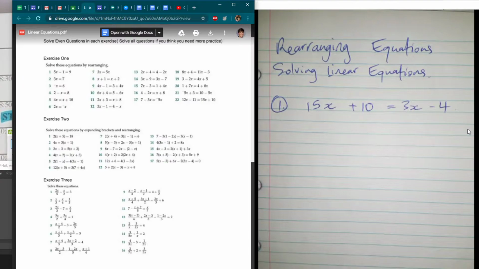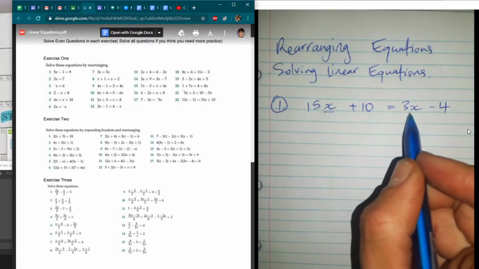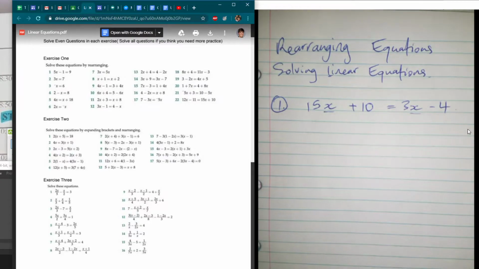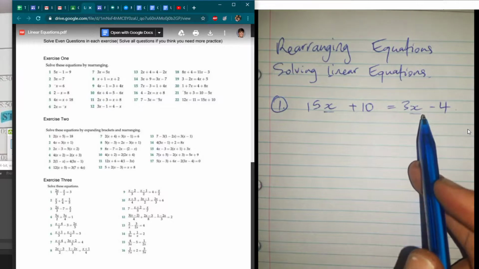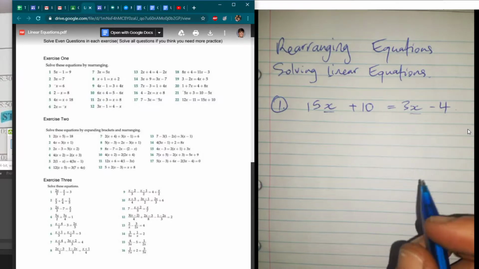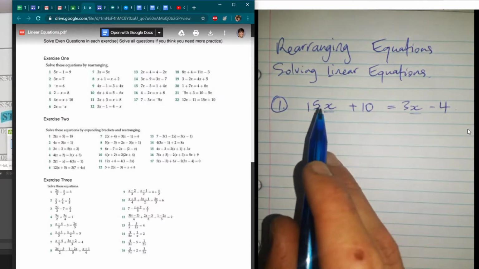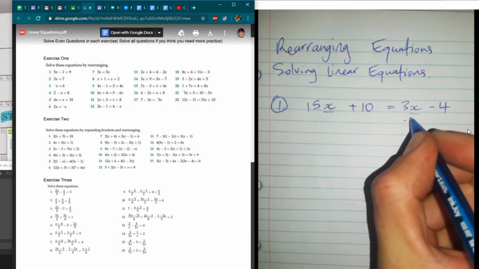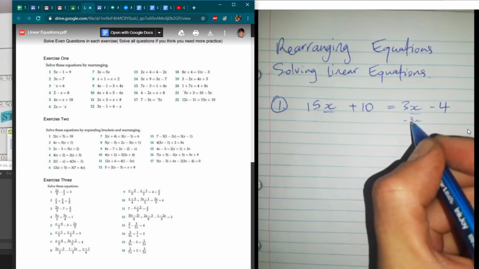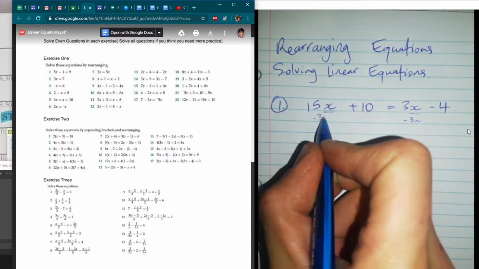Now the trick with these is you'll notice that there is an x on both sides of the equation. So what I do here is I move all of my x's to the side that has the largest positive x, or the largest of the two x's. So here I'm going to pick 15x. I'm going to keep the x's on the left hand side. So I'm going to minus 3x off this side to get rid of that. And remember, we have to make sure we do the same thing to both sides. So I'm going to minus 3x here.